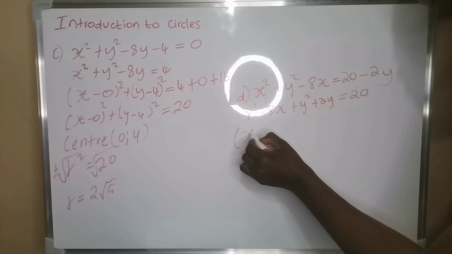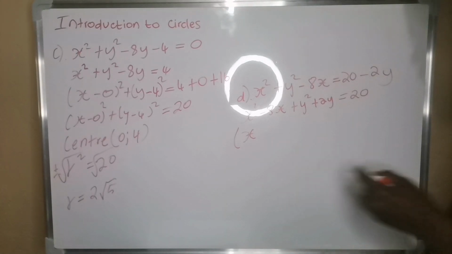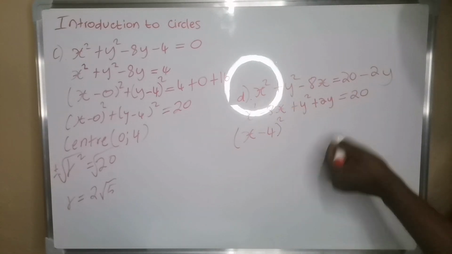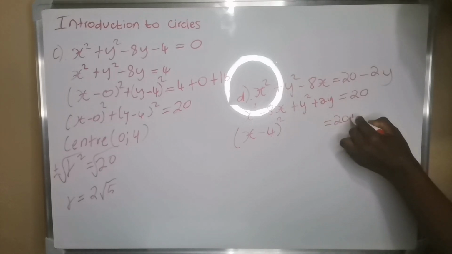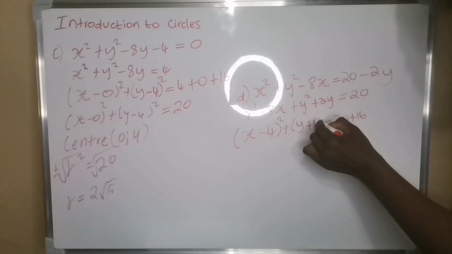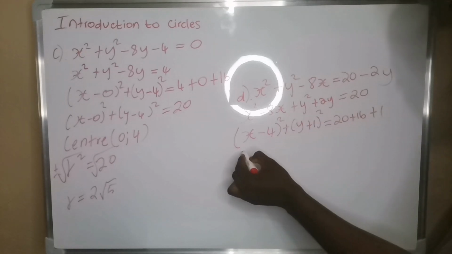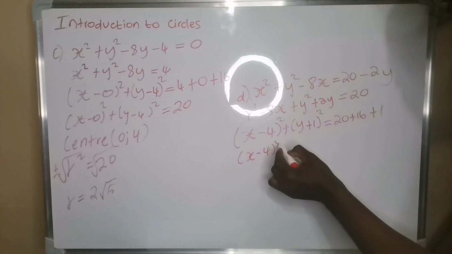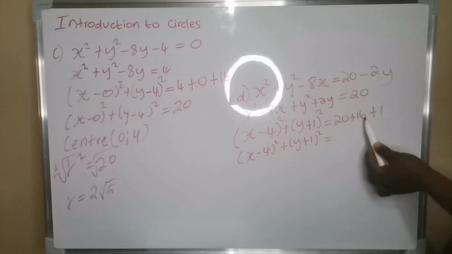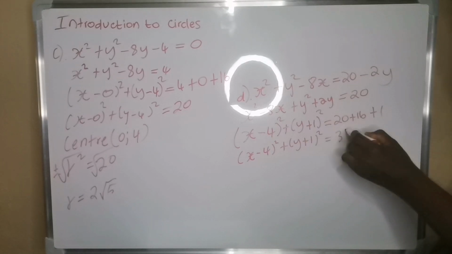Open the bracket, x here. What is half of negative 8? Negative 4. Negative 4 squared is positive 16. 20 plus 16. Plus, what is half of 2? 1. 1 squared, 1, plus 1. Then we have (x minus 4) squared plus (y plus 1) squared equal to 20 plus 16, 36. And 36 plus 1 is 37.